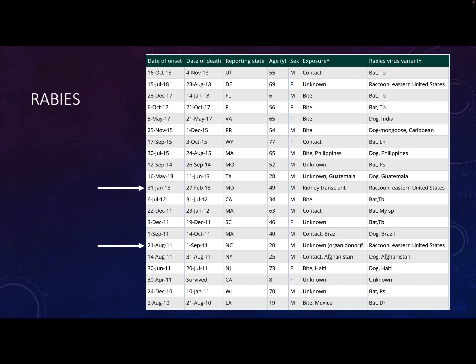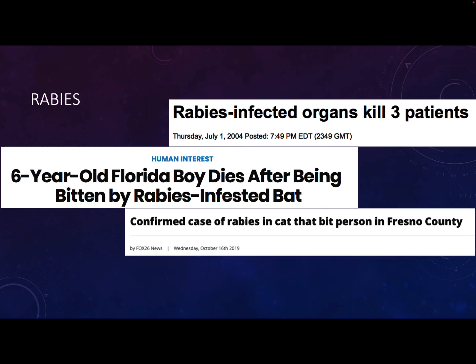But the rest of these: contact with bats, dog bite in India, dog mongoose in the Caribbean. I don't even know what that means. It was in Puerto Rico, right? A dog bite from Guatemala, bat, dog in Brazil, dog in Afghanistan, dog in Haiti, bat. So bats are the most common where somebody who has no travel history will develop rabies. Dog bites are one of the most common worldwide, where people will get bitten by a rabid animal, come back to the US, and be diagnosed with rabies. So there's my headline from 2004: rabies-infected organs kill 3 patients.